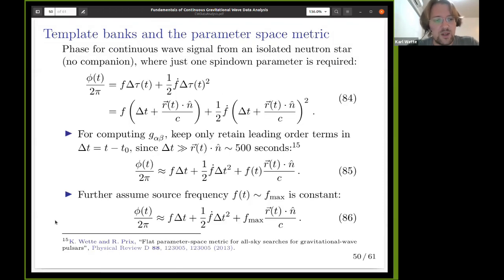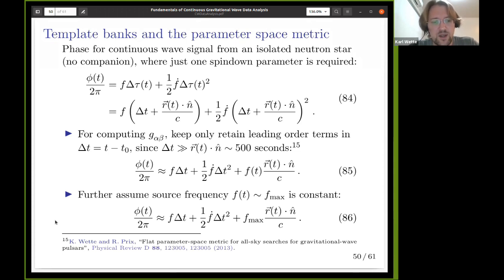Since I'm running close to time, I'll go through this quickly. You can go back to the phase model for an isolated neutron star. So we won't have the modulation due to the companion, and we'll just say we have one spin down parameter. If you look back at one of the earlier slides, you get the phase model for that system. You can expand it out. There are a few terms, and for the purposes of computing the metric you can simplify things by dropping a few terms which end up being small. And you end up with the expression given in equation 86.